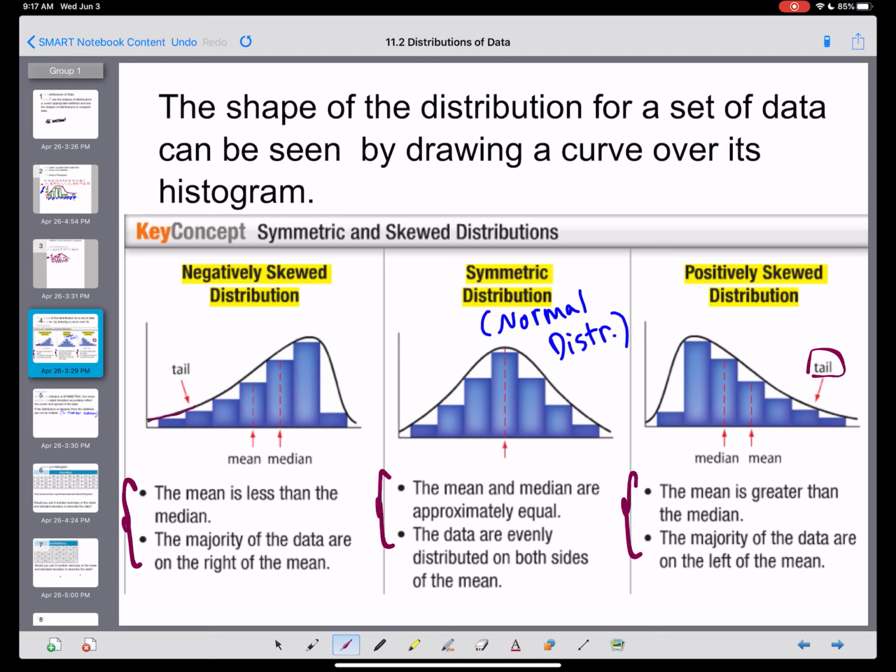If it's symmetric, the word symmetric is important. If it's symmetric, it's even on both sides. This is called a normal distribution. If it's symmetric, it has a special name. It's called a normal distribution. To be symmetric, you don't have to be perfectly in the middle. It just needs to look like it's as close to the middle as possible. As long as it's not for sure skewed on either side, you're fine. Okay?